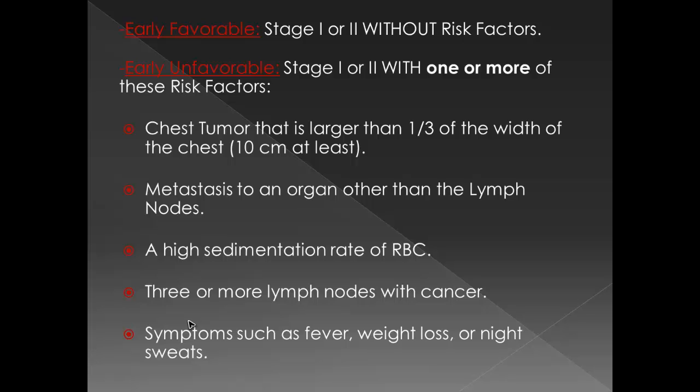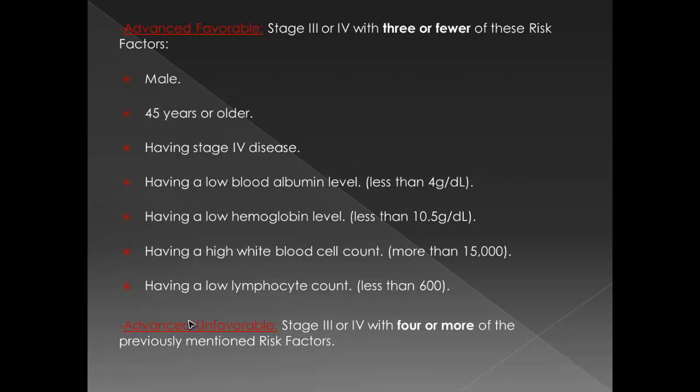larger than a third of the width of the chest, metastasis to an organ other than the lymph nodes, a high erythrocyte sedimentation rate, 3 or more lymph nodes with cancer cells, and B symptoms such as fever, weight loss, or night sweats. The advanced level is subdivided into favorable and unfavorable.